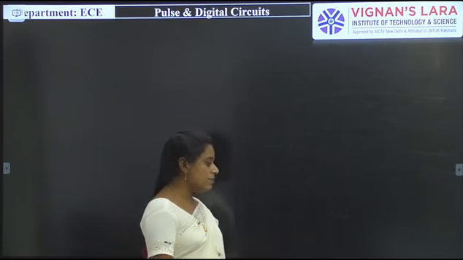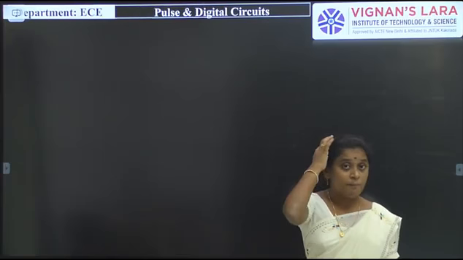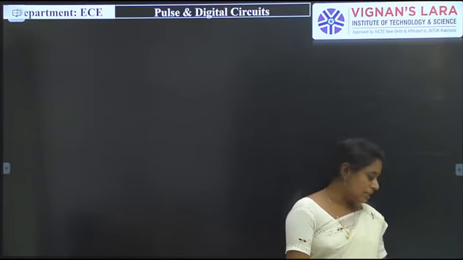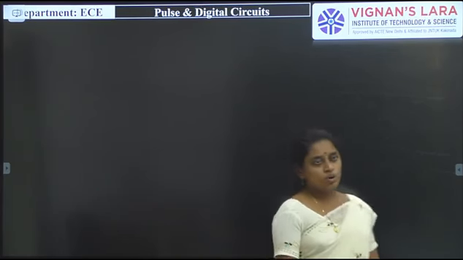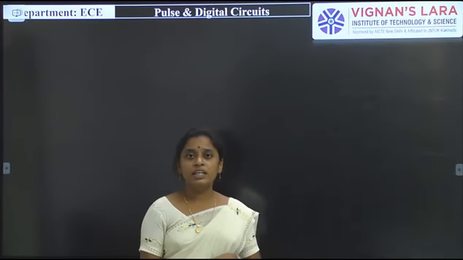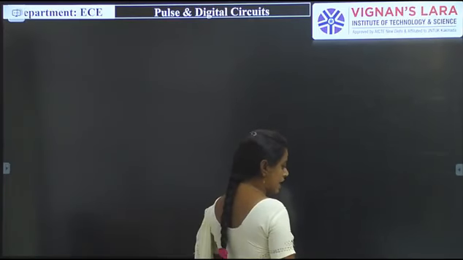So simply, what is meant by a sampling scope? One of the very important applications of the sampling gate is the sampling scope. Whatever the sampling scope displays consists of a sequence of samples. Simply it is like a CRO, but it displays the sequence of samples. Whatever input signal we give will be produced in the form of a sequence of samples. That is a very important thing regarding this sampling scope. Let us check the diagram of this sampling scope.